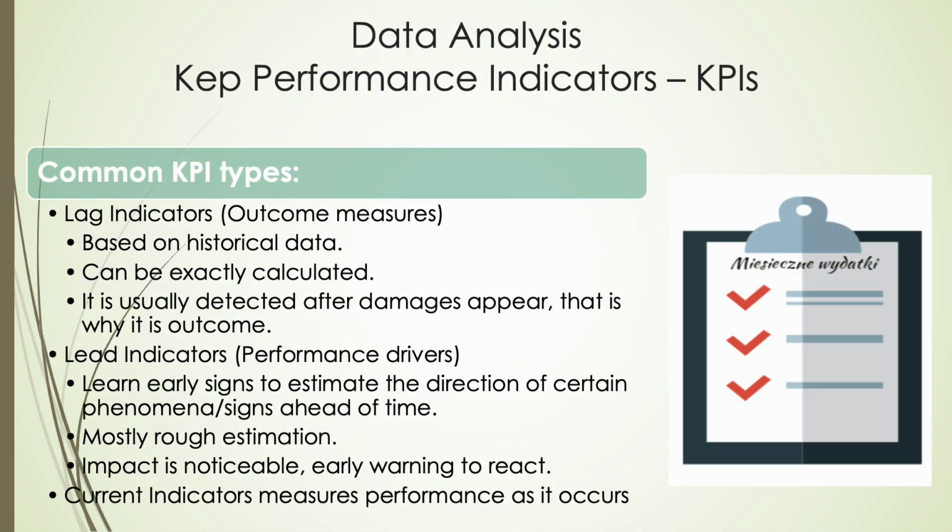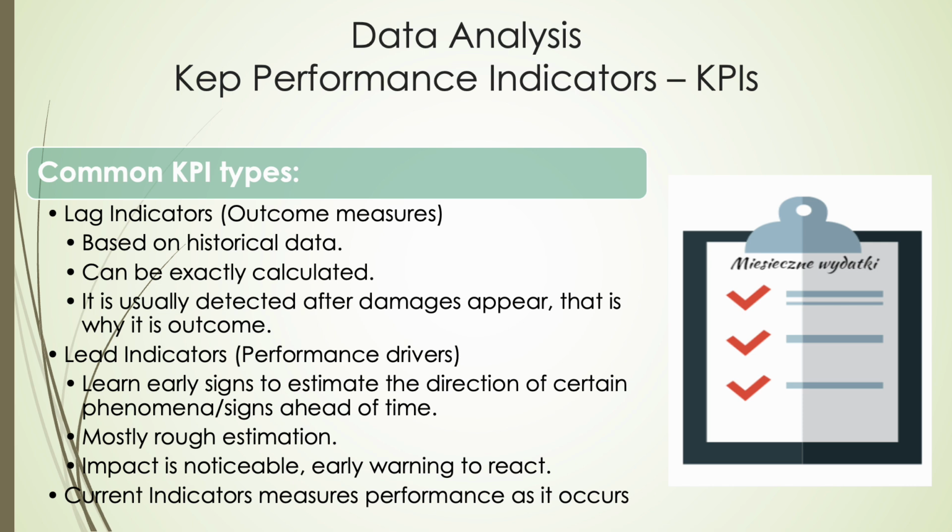There are different types of KPIs, each providing valuable insights at various stages of performance monitoring. Lag indicators are outcome measures based on historical data. They are precise and can be easily calculated, but they are often only detected after issues or damages have already occurred, making them more reactive than proactive.